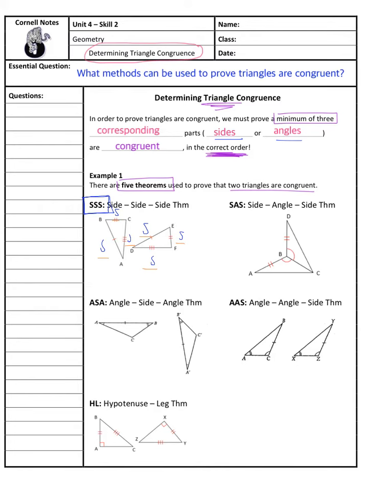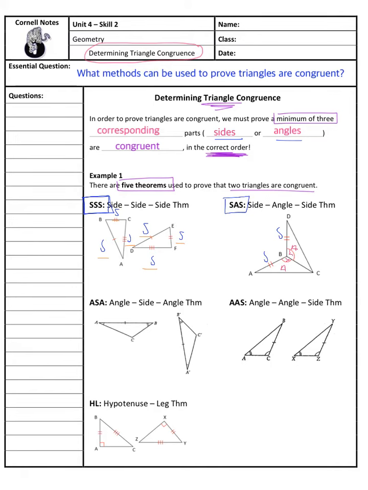The second method, SAS, stands for side, angle, side. It's really important here that it goes in that specific order: a side, an angle, followed by a side. Looking at this right now, I notice that side AB is congruent to side DB, so that's my first side. I notice that this angle here is congruent to this angle here, so that's where I get the A from. But I'm looking for another side.